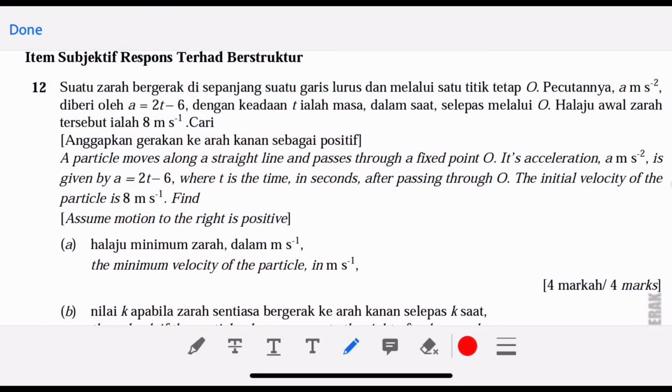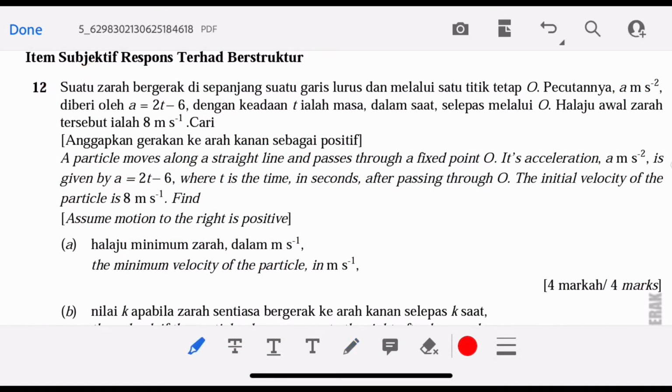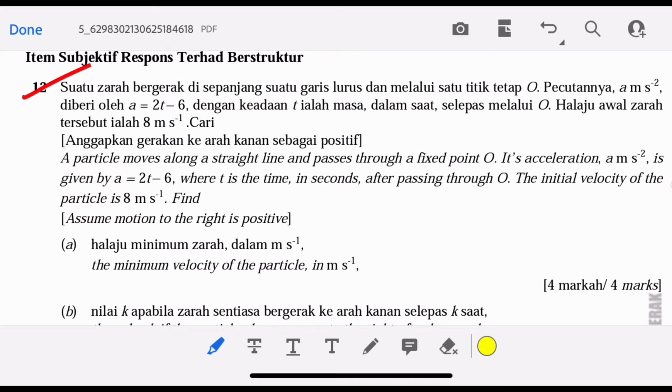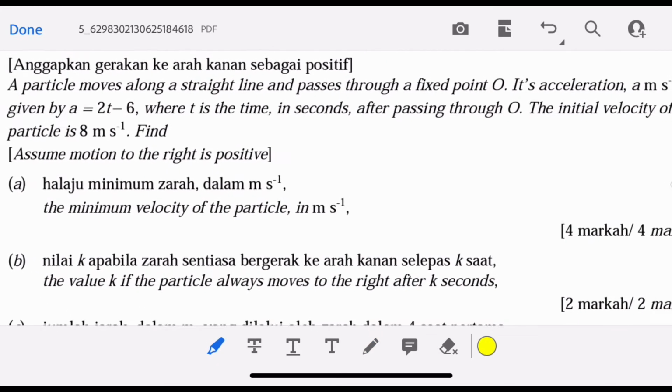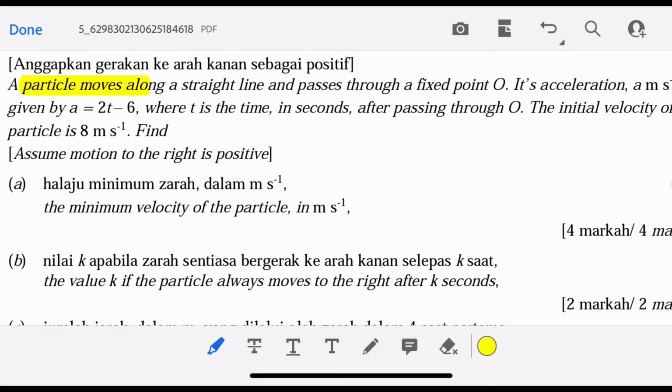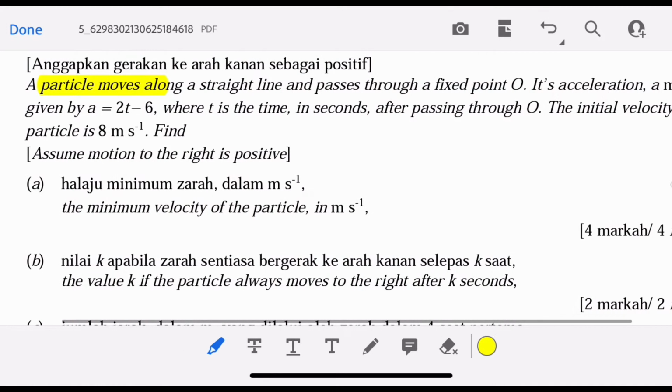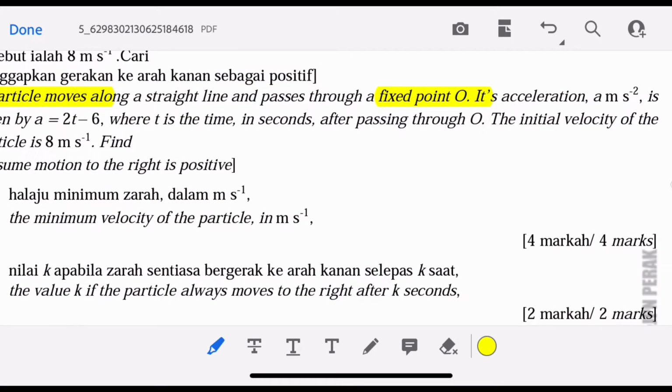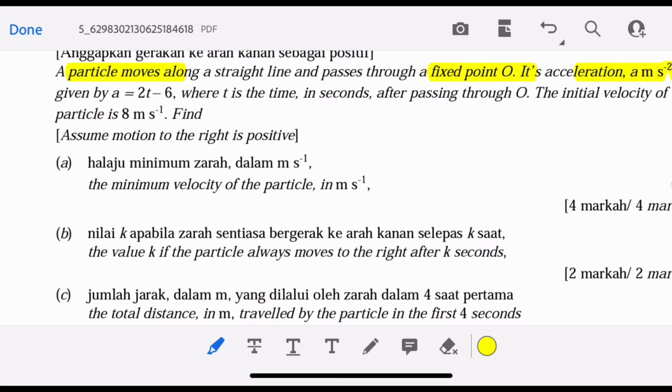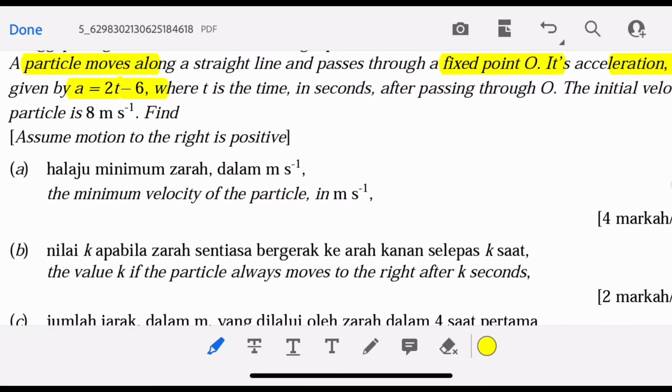Hi students, let's discuss question number 12. Alright, so for question number 12, let's read the question. A particle moves along a straight line and passes through a fixed point O. Its acceleration a meter per second squared is given by 2t minus 6, where t is the time in seconds.